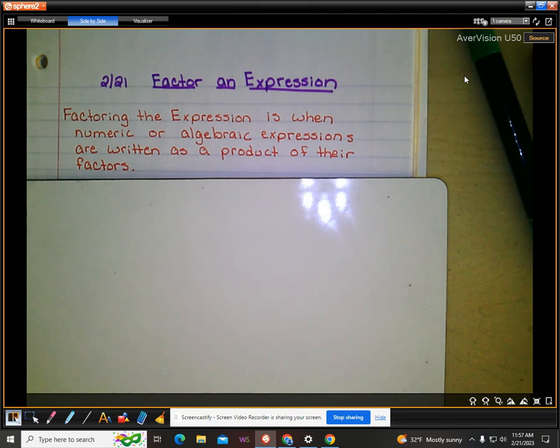Okay, so again, one time just threw it off. Factoring the expression is when numeric or algebraic expressions are written as products of their factors. So I want to talk about a few of these words first.